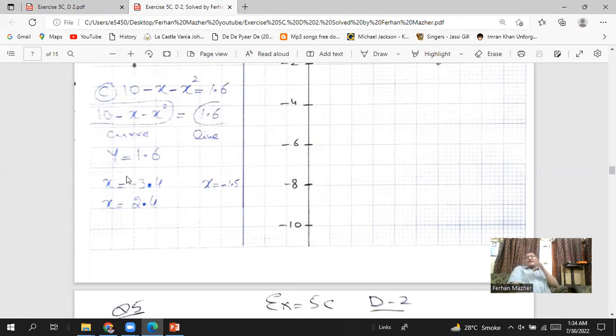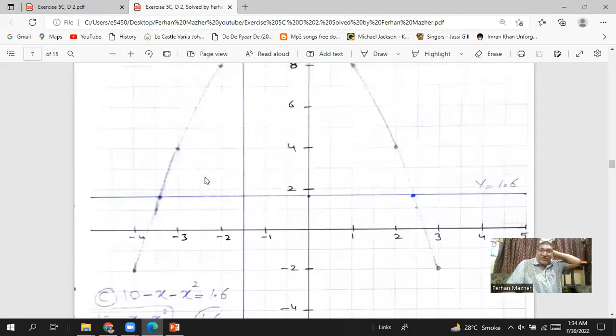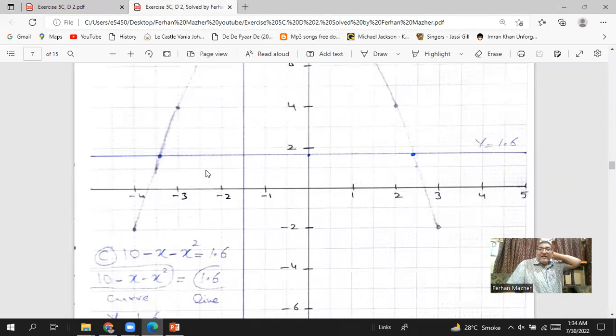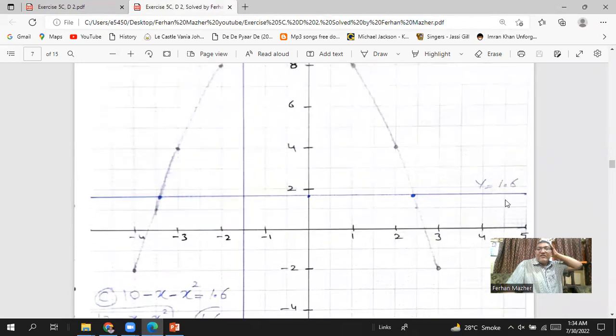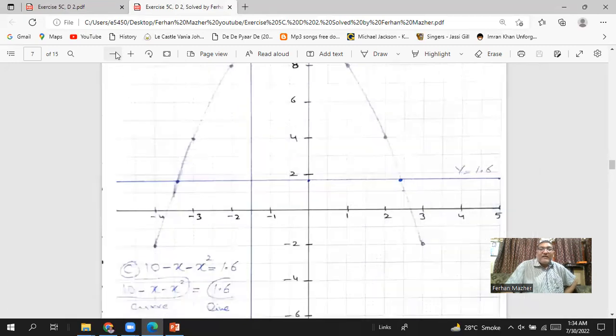So I will draw that line, y equals 1.6. You can see here I have drawn that line y equals 1.6. I will draw this horizontal line on my graph paper. When this line cuts the main graph, it is cutting the main graph at 2 points.